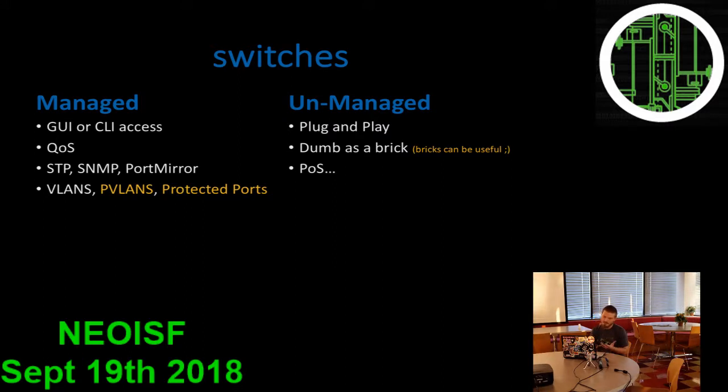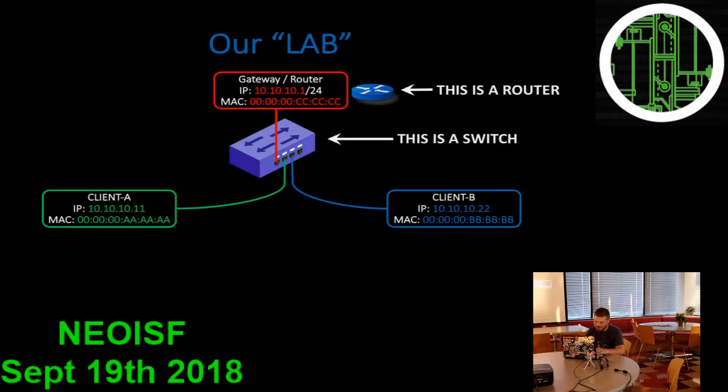A managed switch, on the other hand, you have CLI or GUI access, and you have all these other special features. It depends on the vendor, ultimately, what features you get. You can have SNMP, port mirroring, and everything else. But what we're really concerned about here is private VLANs and protected ports. And we'll go over what VLANs, private VLANs and protected ports are a little bit.